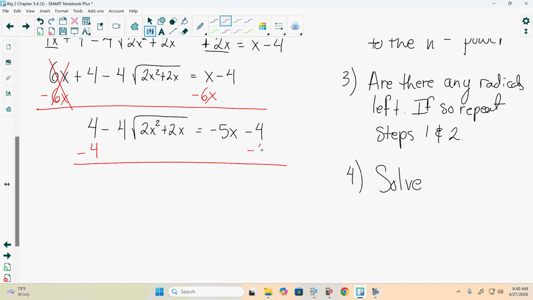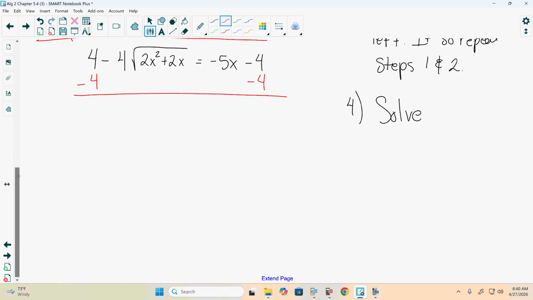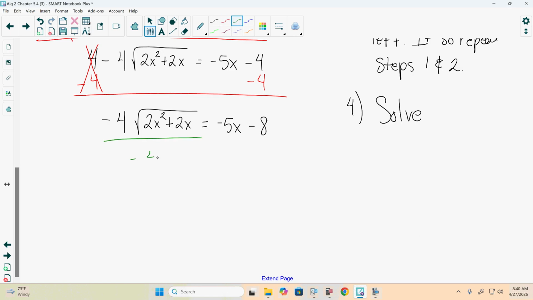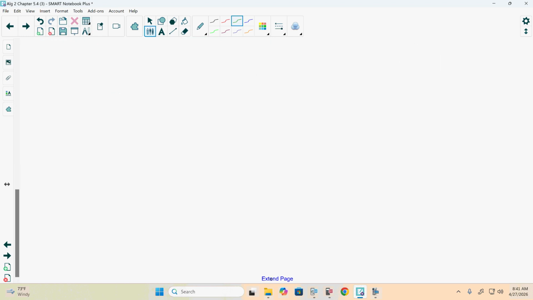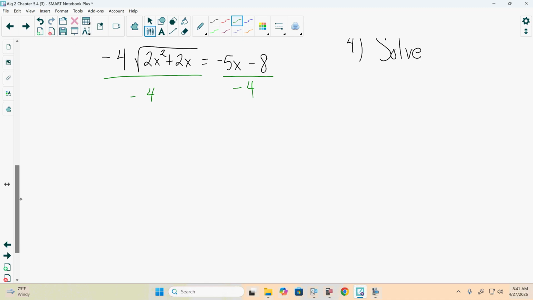Still not by itself, so we would subtract 4 from both sides. These would cancel, telling us negative 4 square root of 2x squared plus 2x is equal to negative 5x minus 8. And lastly, divide both sides by negative 4 to get that radical by itself, telling us that we have the square root of 2x squared plus 2x is equal to negative 5x minus 8 over negative 4.